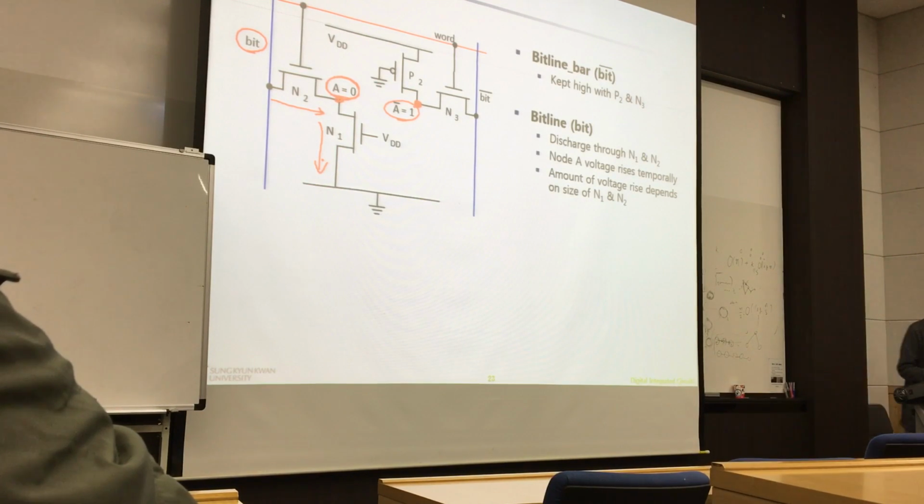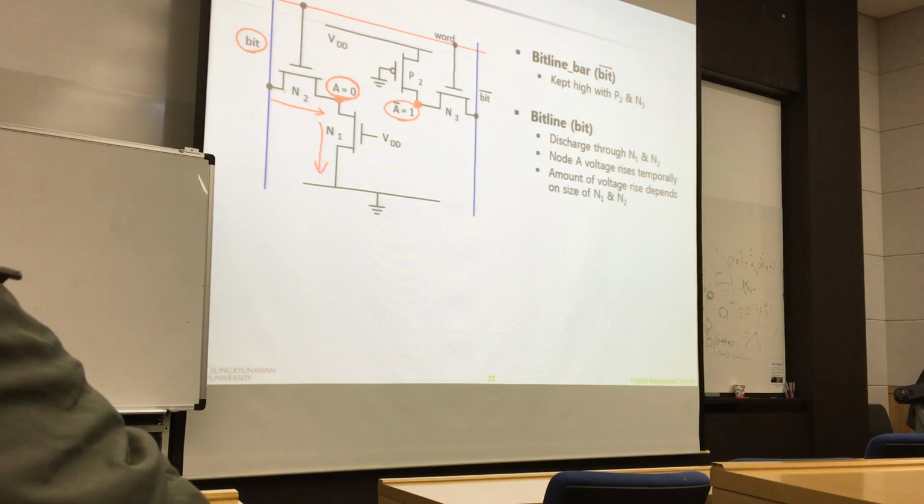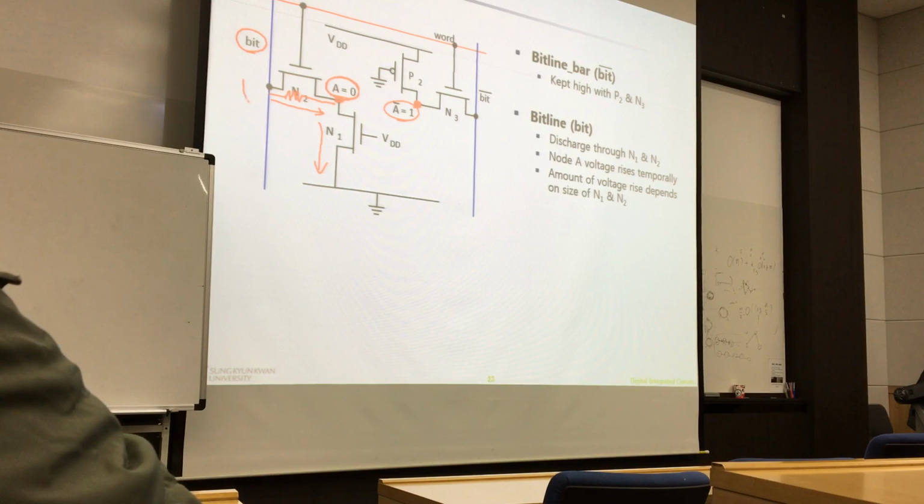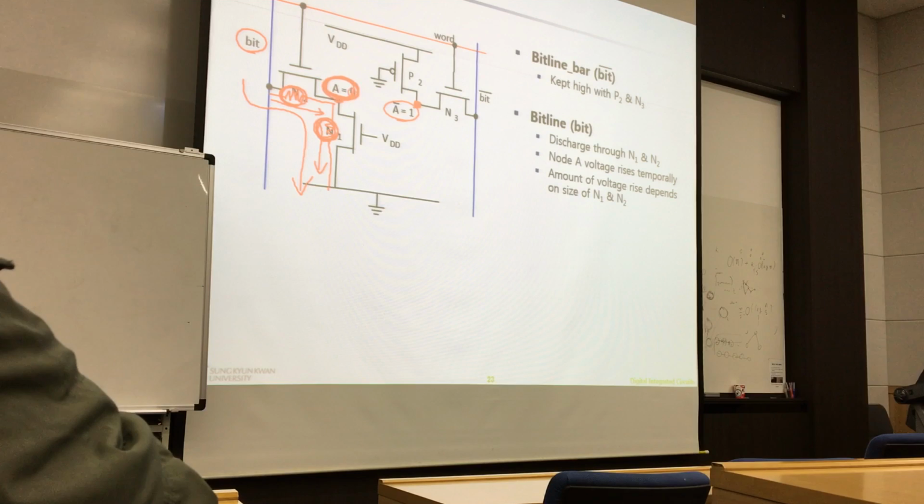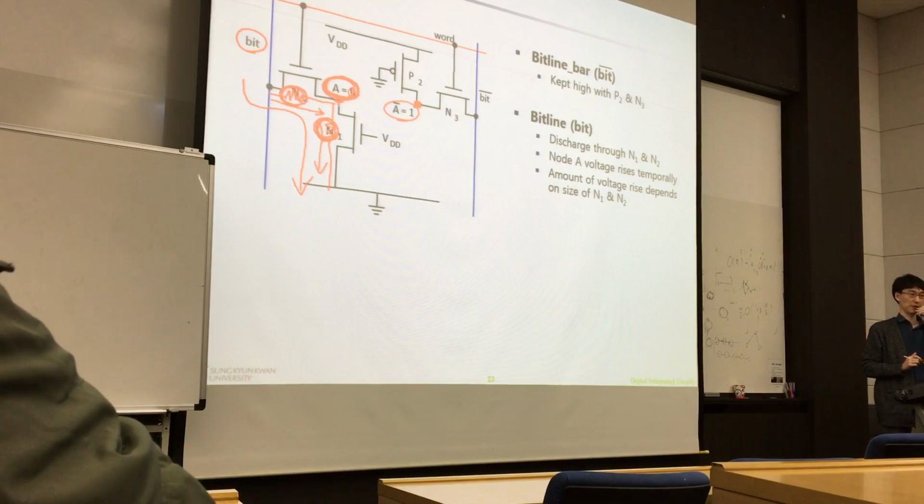And I think I already explained too much in the earlier slide. In that case your current is flowing through this path, so what really matters is the resistance ratio between this N2 and N1. That determines how high this voltage would go up, right?